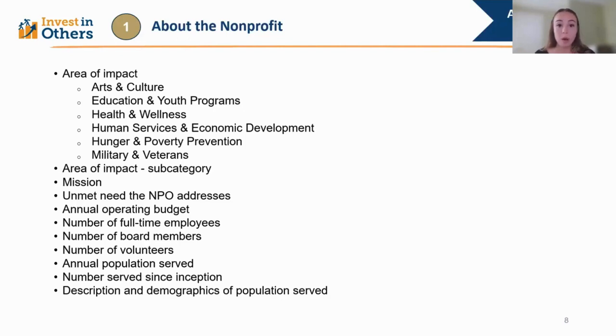In this section, we'll also be asking for annual operating budget, annual expenses, number of board members, FTEs, and some volunteer stats. Again, this is really just to help provide some context to the advisor's contributions.